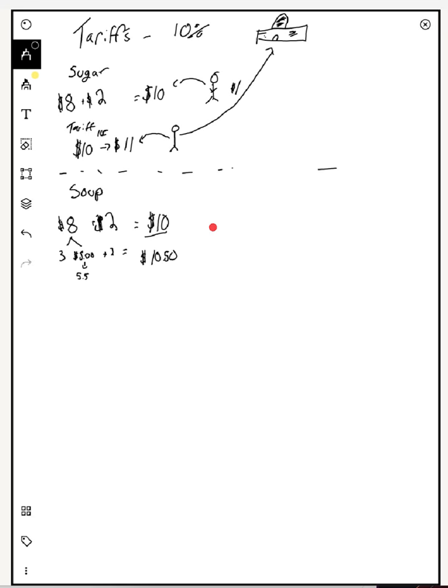So now you're paying $10.50. So you as a consumer come in and buy that can of soup and go, oh, it's up 50 cents. Well, the factory is paying that 50 cents to the government. You're not. You're just paying the new price of that.